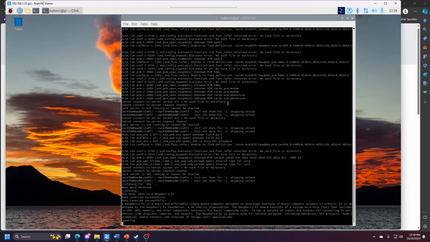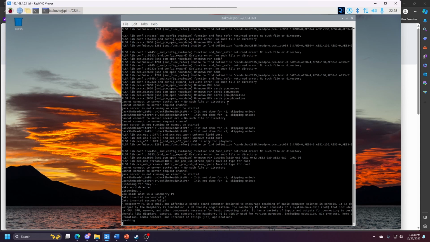A small and affordable single-board computer designed to encourage teaching of basic computer science in schools. It is developed by the Raspberry Pi Foundation, a UK charity organisation. The Raspberry Pi board consists of a system on a chip, SoC, that includes a CPU, GPU, RAM, and other components.